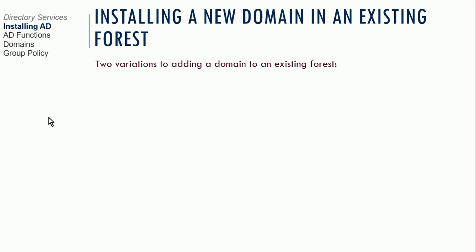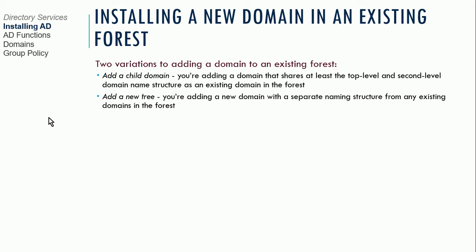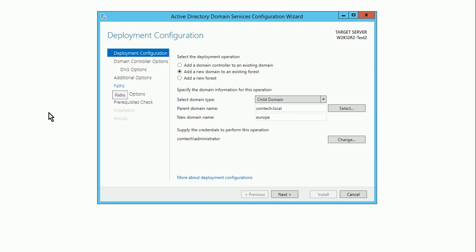So there's 2 variations to adding a domain to an existing forest. You could be adding a child domain if you're adding a domain that shares at least the top level and second level domain name structure as an existing domain. Or you can add a new tree if you're adding a new domain with a separate naming structure from an existing domain. So in other words, if you already have a domain, you can add a child domain. If my domain is thebank.com, I could add a child domain called stlouis.thebank.com, and it would be a child to thebank.com. But let's say thebank.com has some other business unit called creditfirst.com, right? Then that would be a new tree called Credit First, and it would be a new tree in that domain forest. So those are the 2 options. This is the dialog box where you would configure those options.